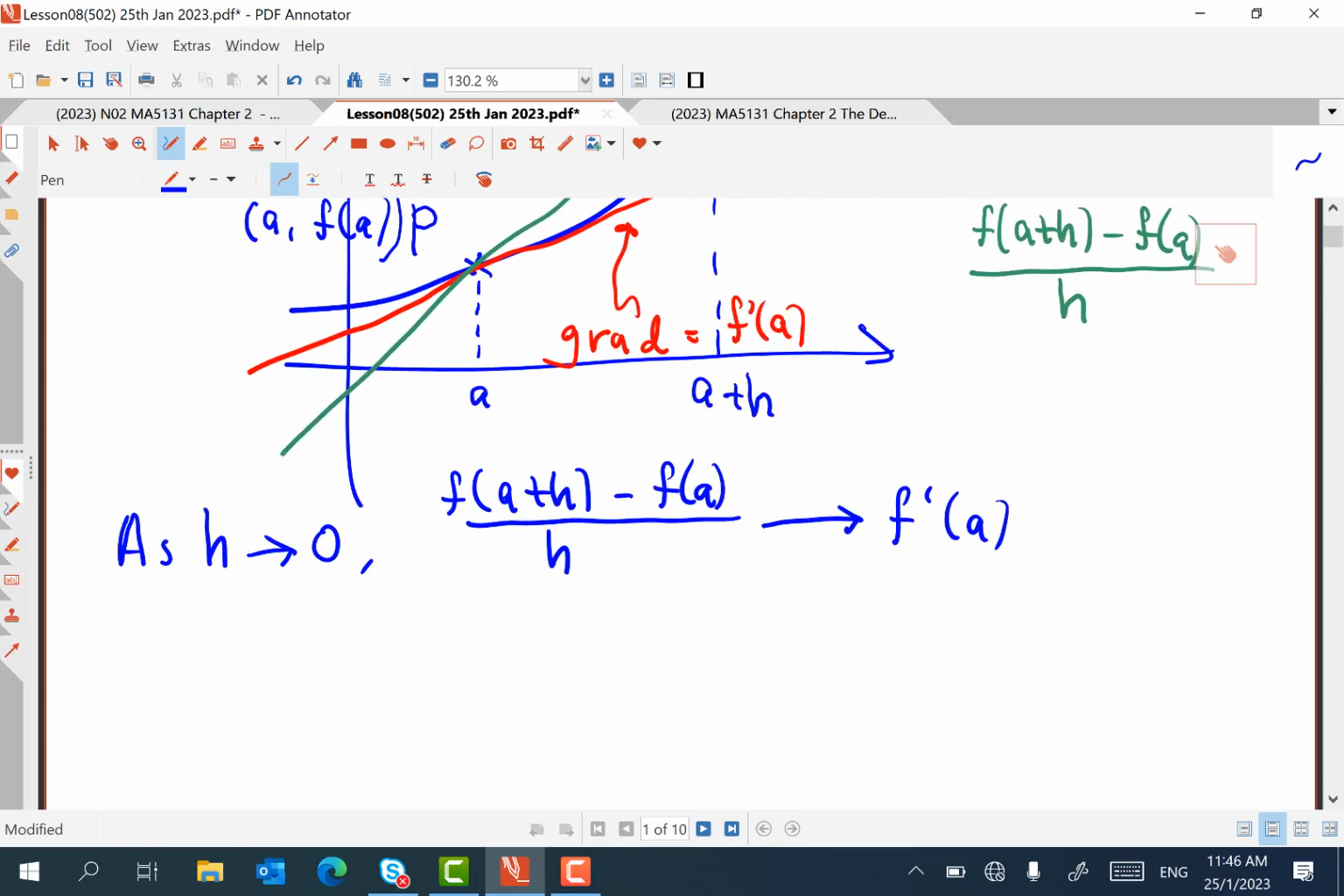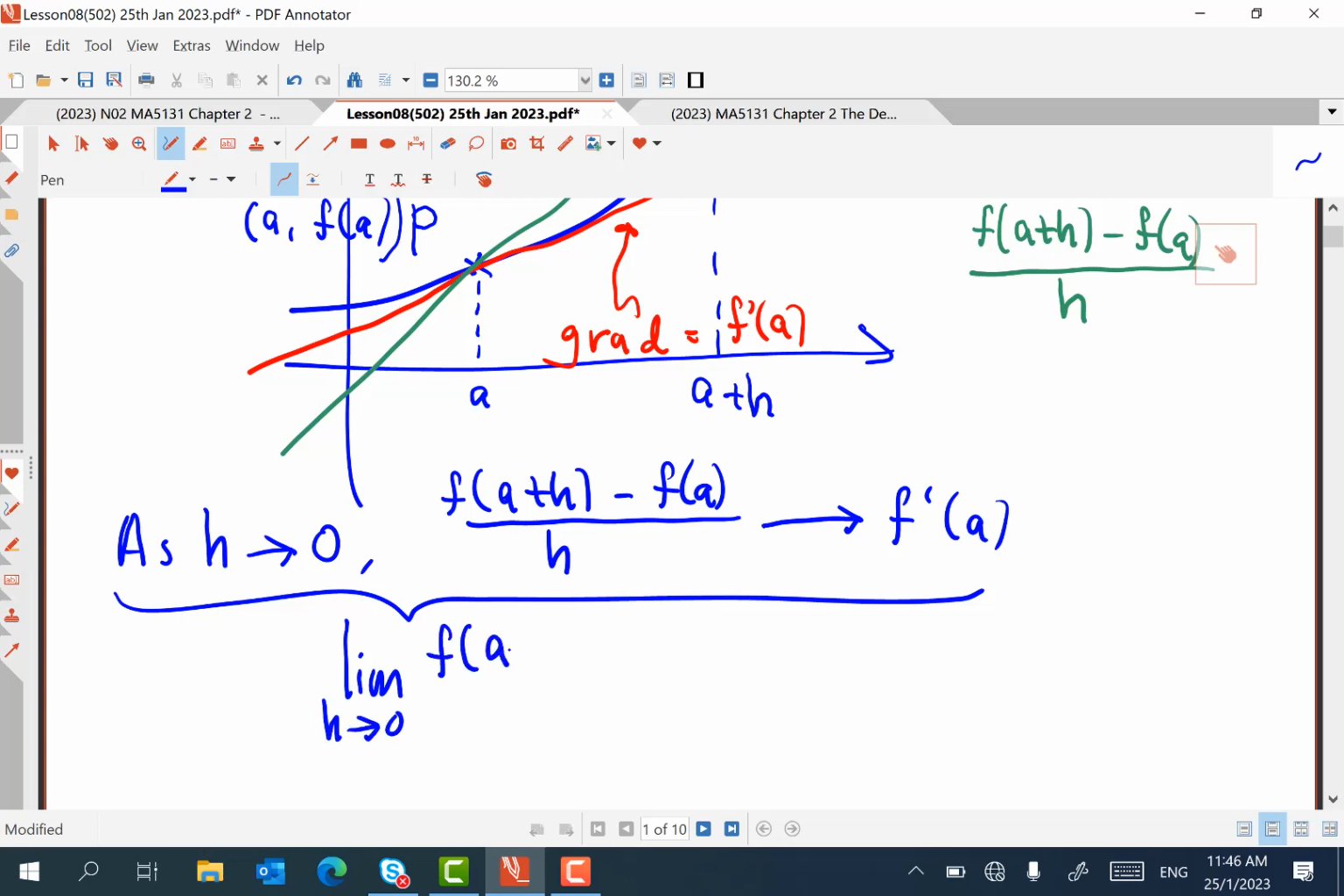Symbolically, this whole thing is written formally as the limit when h goes towards 0 of f of A plus h minus f of A over h. Symbolically, it is written like that. And there we are. The gradient of a curve at a point is now given by this definition.